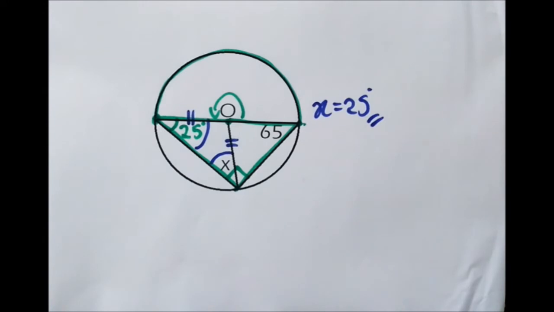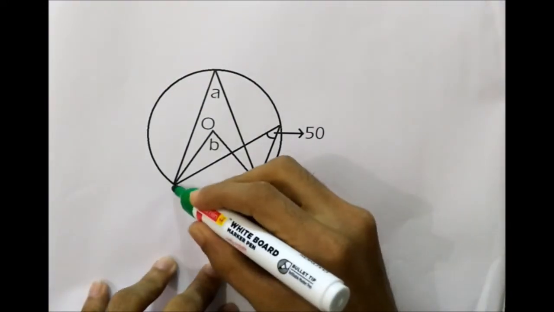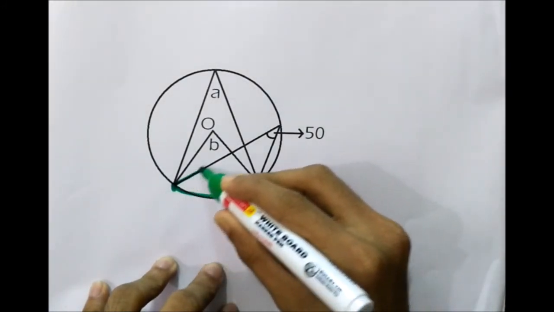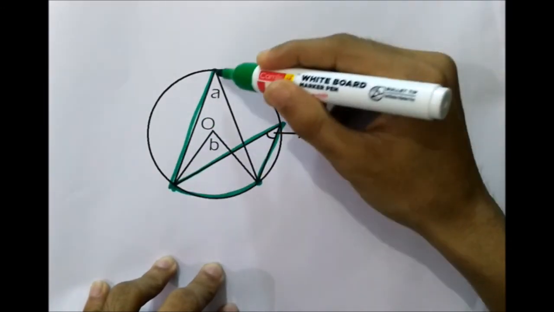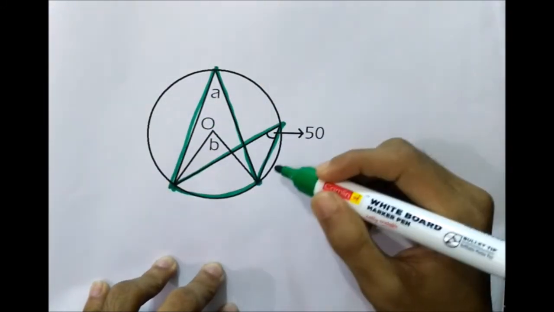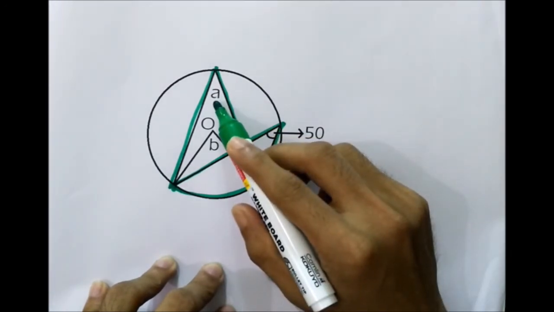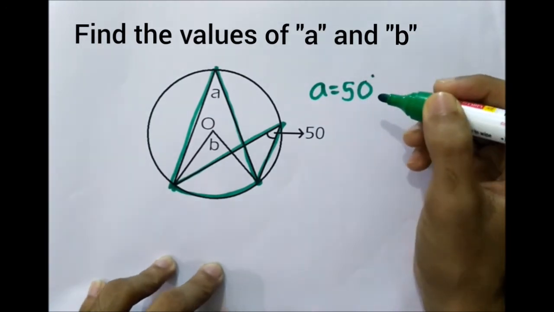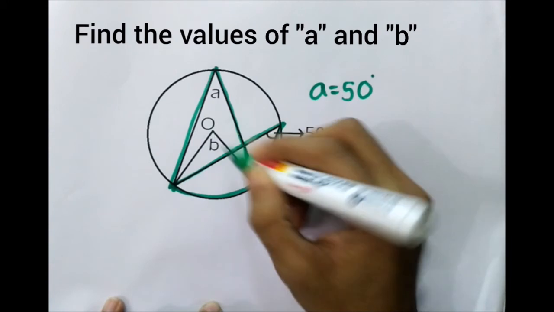That's all. So now moving to the last one, it's very easy. We can consider the same segment here. Same segment, you can see now. Angles in the same segment. So if this is 50, then how much is the value of this a? Again it's 50. a equals 50. What is the reason? Because it's the same segment.